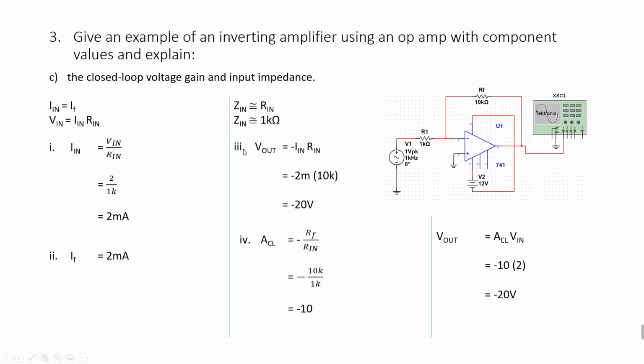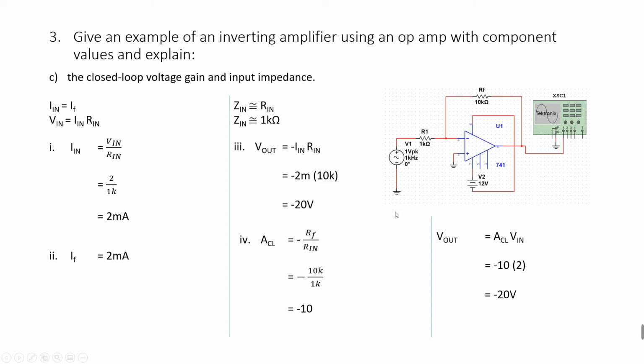So next is V out. To calculate the V out, the formula is negative I in times with RF. So negative 2 milli times with 10 kilo, you can get negative 20 volt. So for the gain or closed loop gain is negative RF divided by R in. So 10k divided by 1k with the negative in the front, so we can get negative 10. We can check the voltage output with using the ACL. So V out is equals to the gain times with voltage input. So negative 10 times with the 2 volt equals negative 20, which is similar.